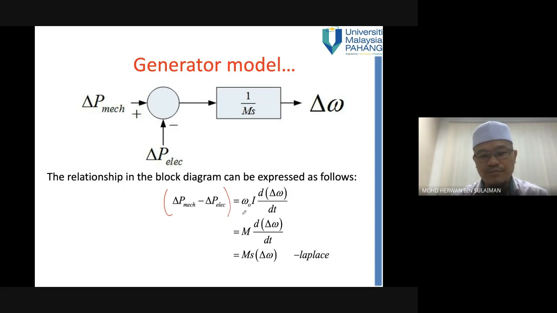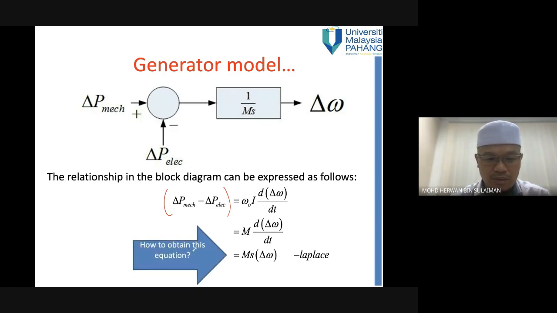This equation equals omega naught I d omega over dt. So you do the derivation of delta omega with respect to dt, and basically you can get the Laplace form. This one you have to refer back. Remember you learned Laplace before? How many times did you learn Laplace?